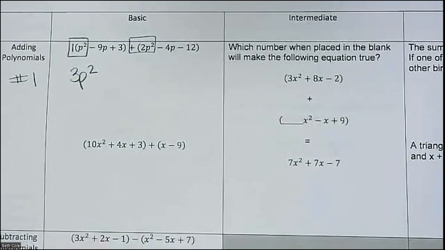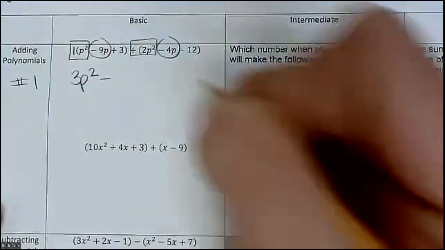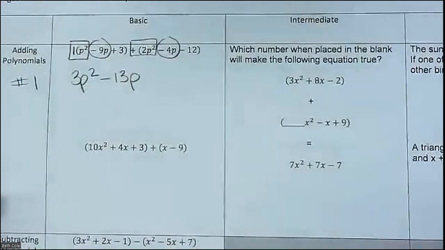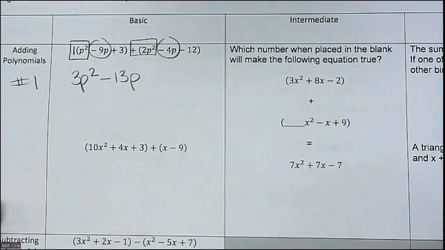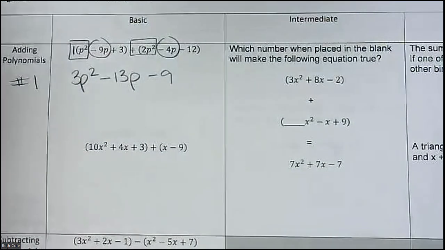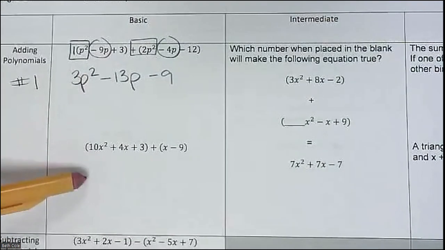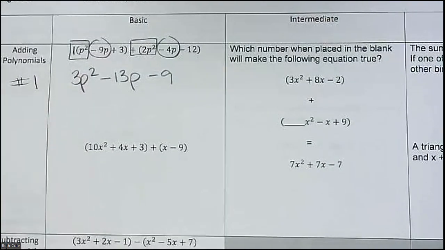All right. What else is going to go together? Good. And they're both negative, so you have to be careful with that. -9 and -4, -13p. And then 3 minus 12 is -9. So if you are adding, just look for the stuff that's the same, like terms, and combine them together. That is all that I have to say about that. I'm going to fill this one in when I take a picture of it and post it. It'll be up there, so you can always do that for next time.